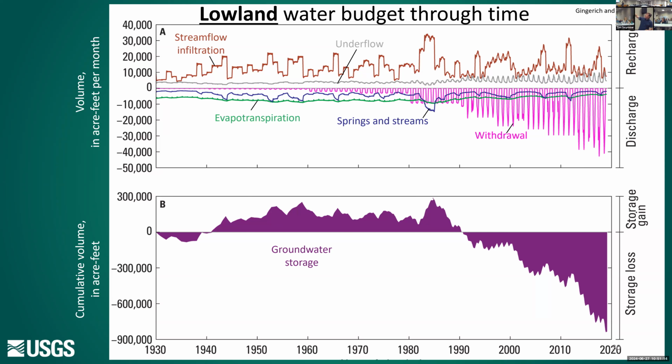ET is fairly steady through time. It goes up and down a little bit. But as we get into the 90s, and you can see the withdrawal starts to ramp up, that's when the ET starts to drop.